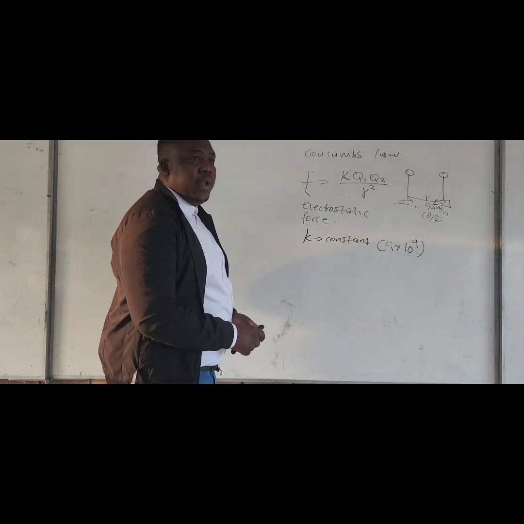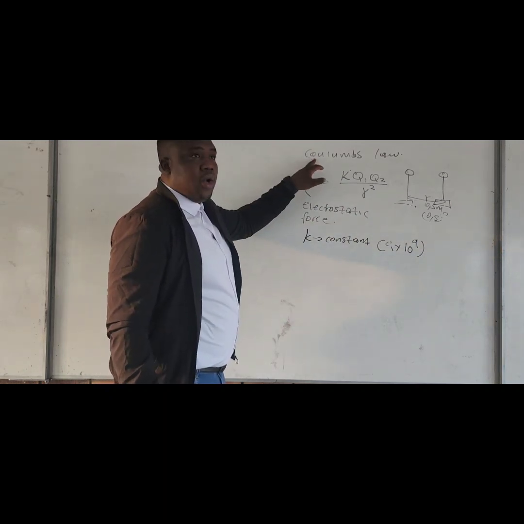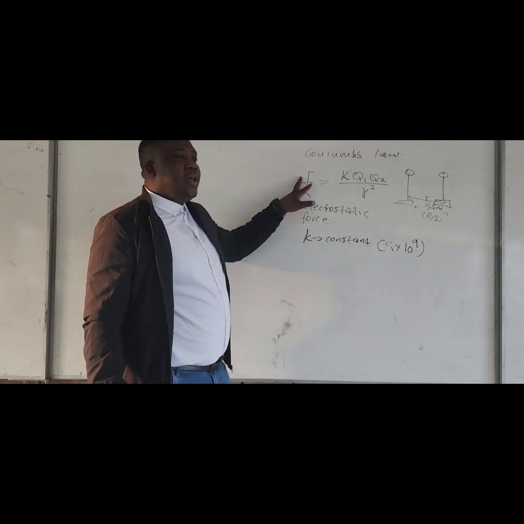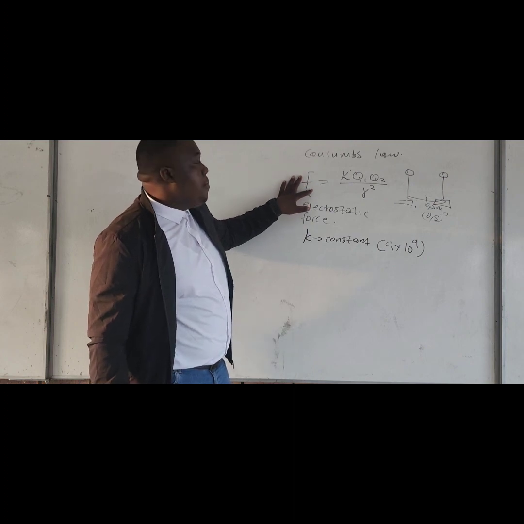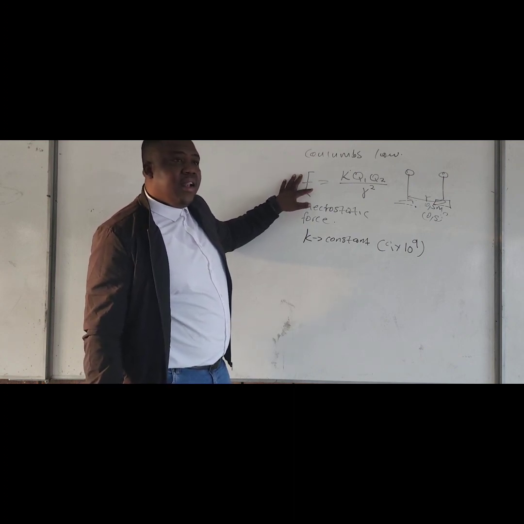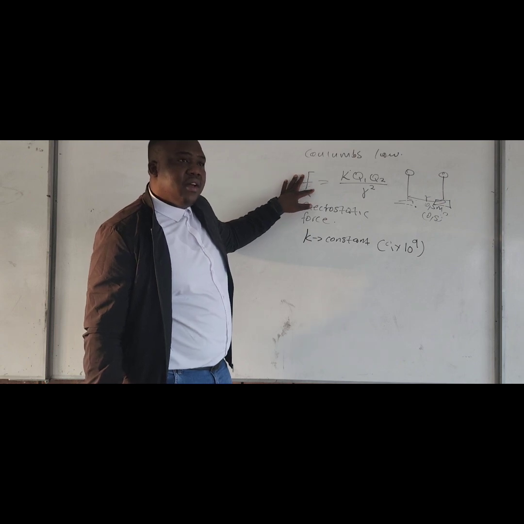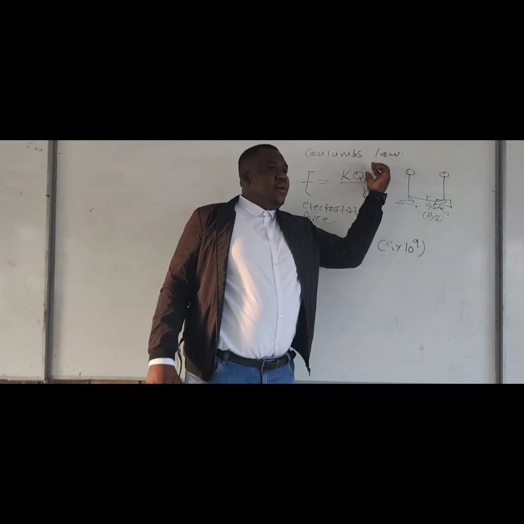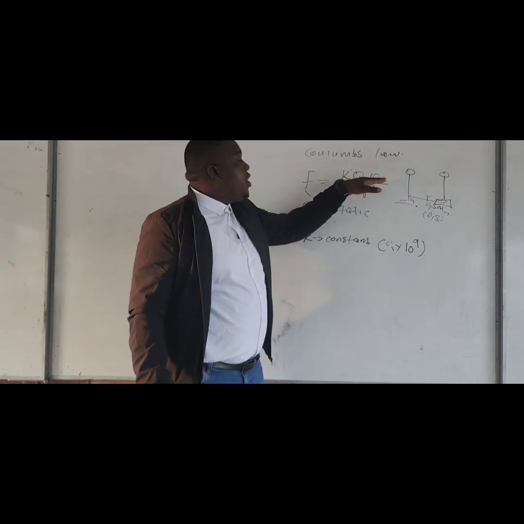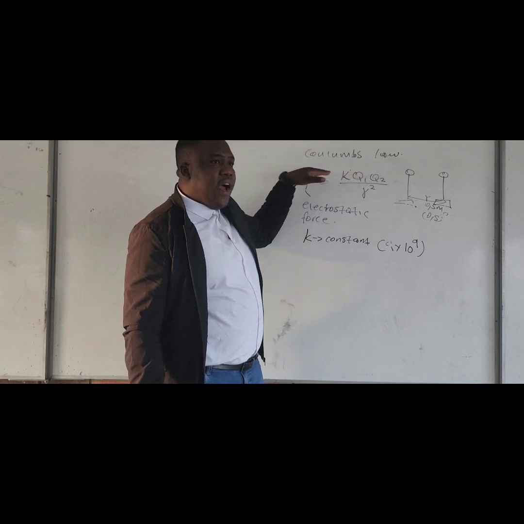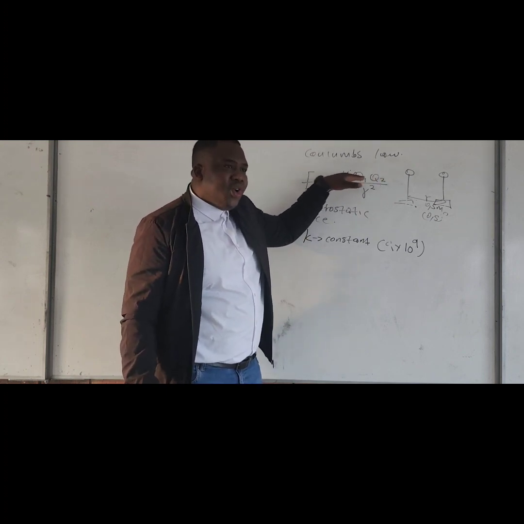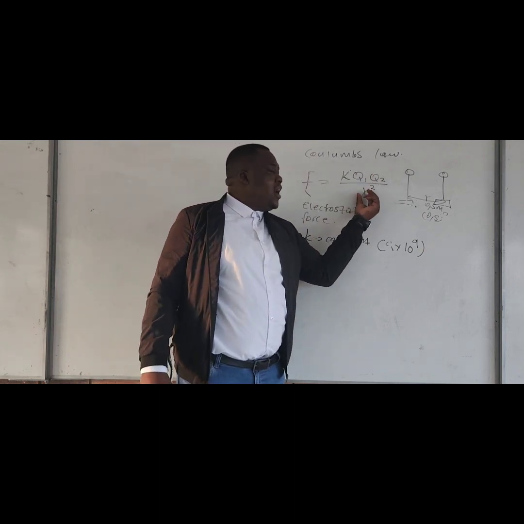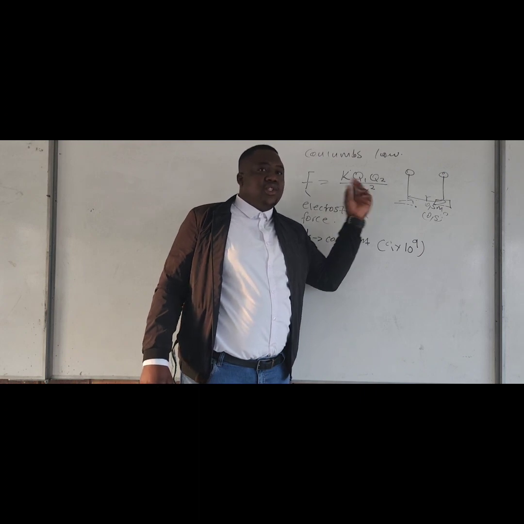So, let's just explain Coulomb's law in terms of this, because this is Coulomb's law. What does it say? It says that the magnitude, which is the size, right? The magnitude of the electrostatic force exerted by one point charge on another point charge is directly proportional to the product of the magnitude of the charges, right? And inversely proportional to the what? To the distance between the two. Okay.